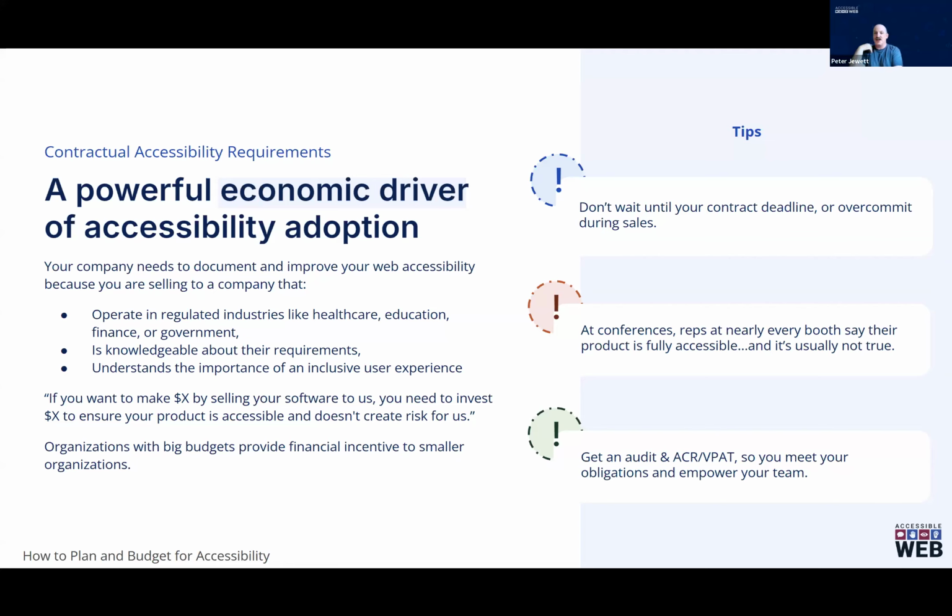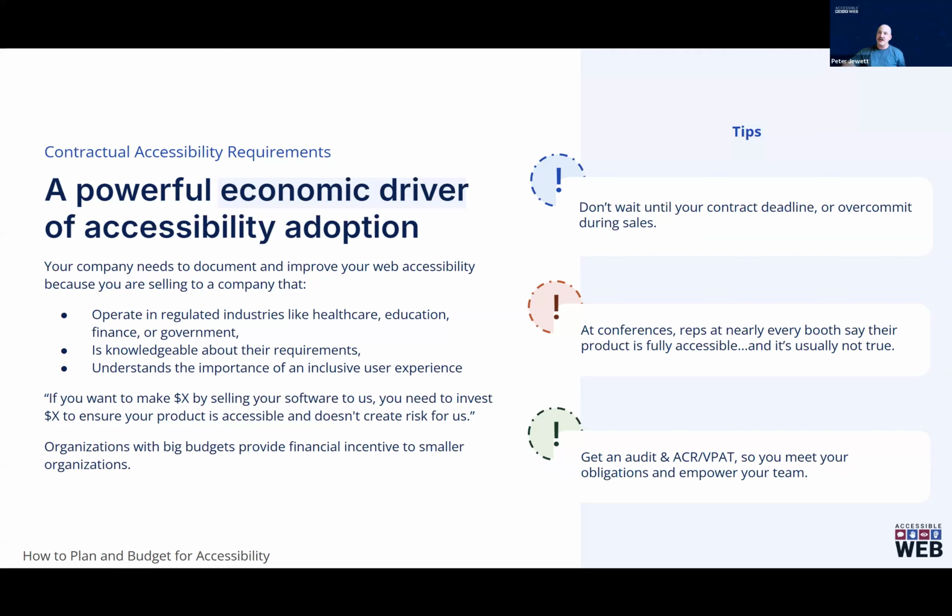So some tips on this: don't wait until your contract deadline. If you're a salesperson, I don't imagine there's a ton of salespeople on this call, but make sure your salespeople aren't overcommitting. We go to conferences like EDUCAUSE, filled with educational software companies, and I'll walk around the booths and try to make small talk and figure out how much they've been working on accessibility, because every one of them needs an ACR and a VPAT to sell to universities.